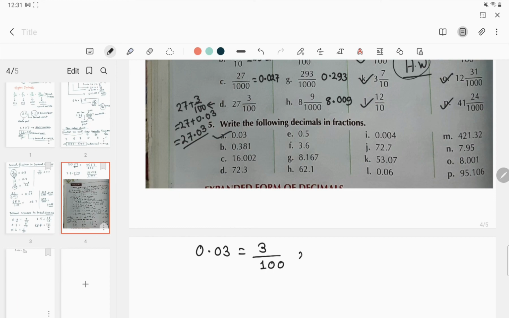Similarly, question number B, it is 0.381. It means 381 by 1000. Okay, so in this way you can solve these numbers. So this is your home task, and please write it down in your copy, and if you don't understand, then please ask me in the live class.